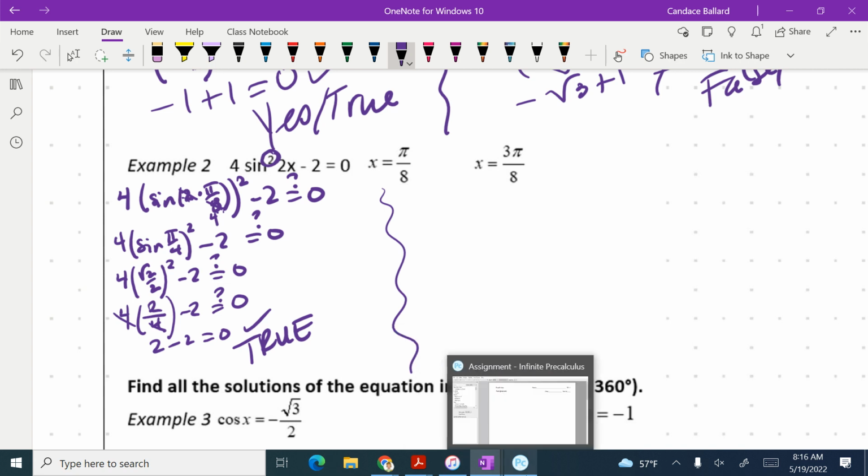Okay, I want you to check it with somebody at your table. So talk about it with somebody at your table, double check your work.